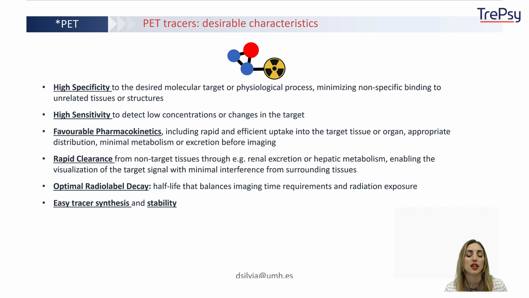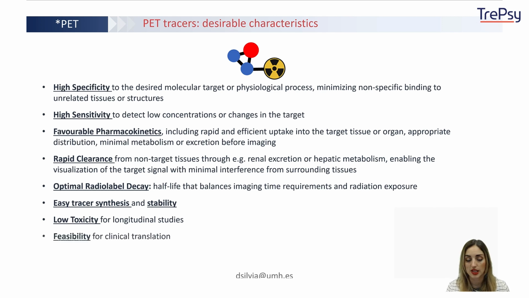As I said, there is a slide on this, but the tracer is normally synthesized in a site which is very close to the PET camera, because immediately it has to be injected in the body. We also want the lowest toxicity possible, because we want to be able to do longitudinal studies and also access fragile populations or diseases. And of course, we want to develop tracers that are feasible for clinical translation, which can bind to the target in humans, but also in animal investigation.